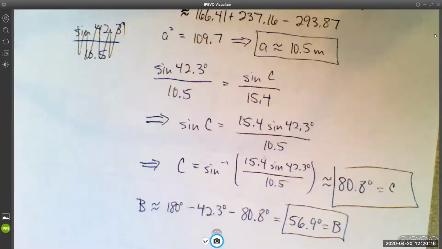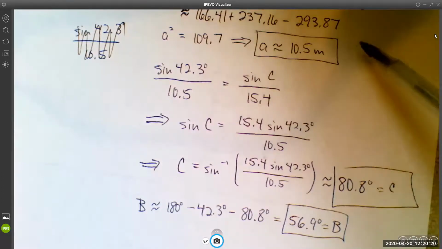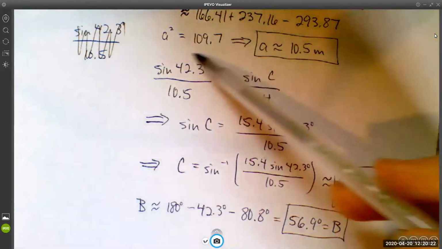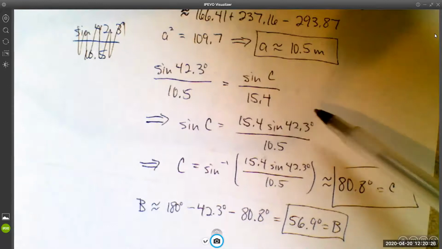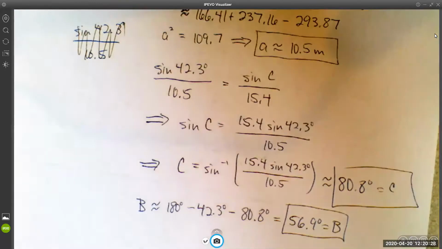And that's how those ones go pretty much. Like I said, instead of using law of sines at this step, you could have used law of cosines a second time. That would have been fine. You should end up at the same place. Okay? So that's it for that one. Let's do another one.